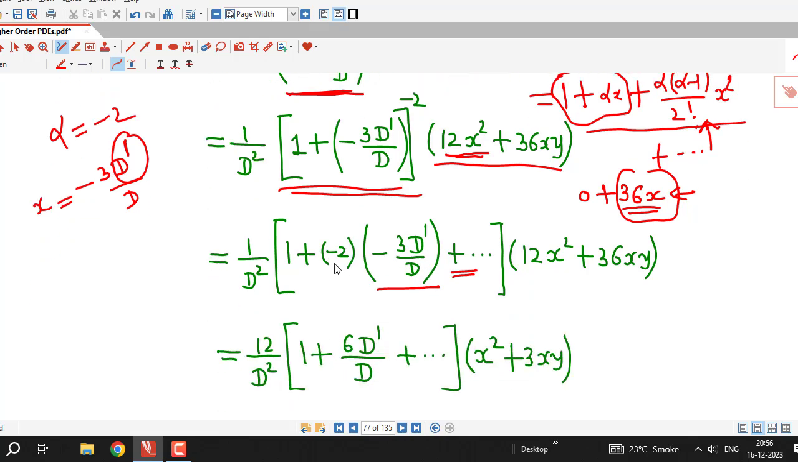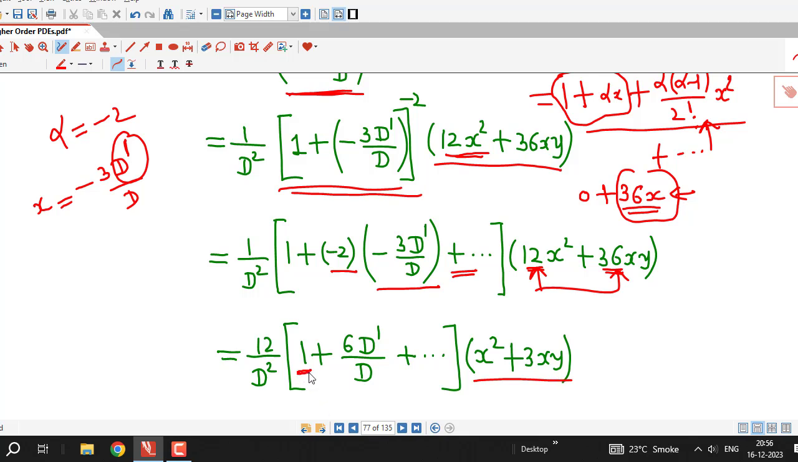And this I have rewritten again, and here also we can see that 12 can be taken common, and because it is constant, I have taken 12 common from these two terms, and I have written it here as 12 over d square, and this negative negative positive 2 into 3, that is 6 d dash over d, and that we have to operate on x square plus 3xy.